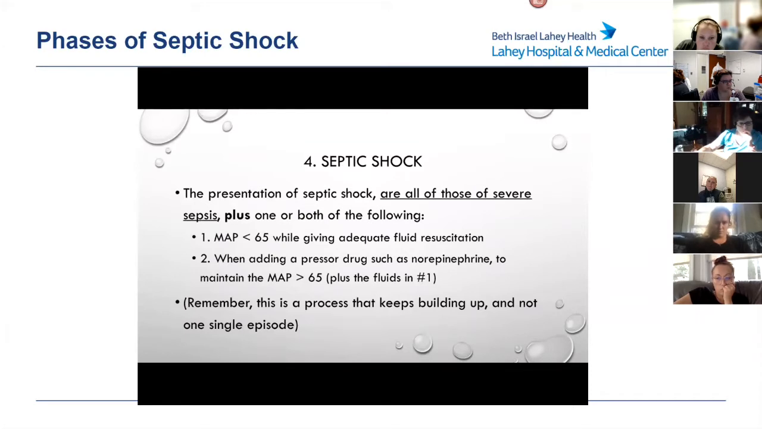The presentation of septic shock is all of those in severe sepsis plus one or both of the following: a MAP of less than 65 while giving adequate fluid resuscitation, or needing to add a pressor drug such as norepinephrine to maintain the MAP of greater than 65 plus the fluids. Remember, there's a process that keeps building up and it's not just one single episode. So systemic inflammatory response goes to sepsis, to severe sepsis, and then to septic shock.